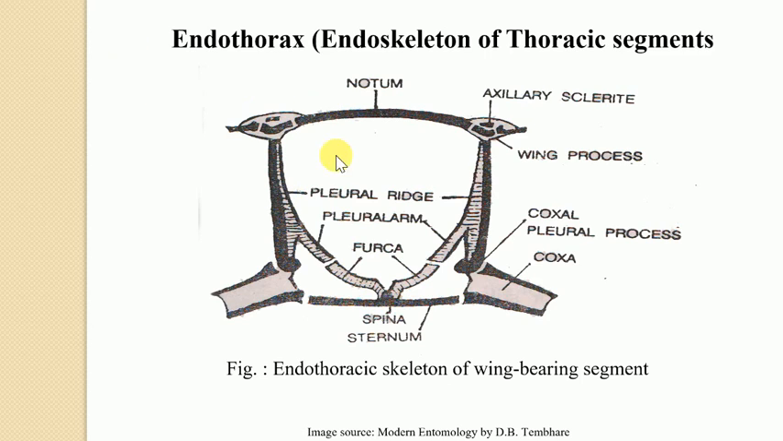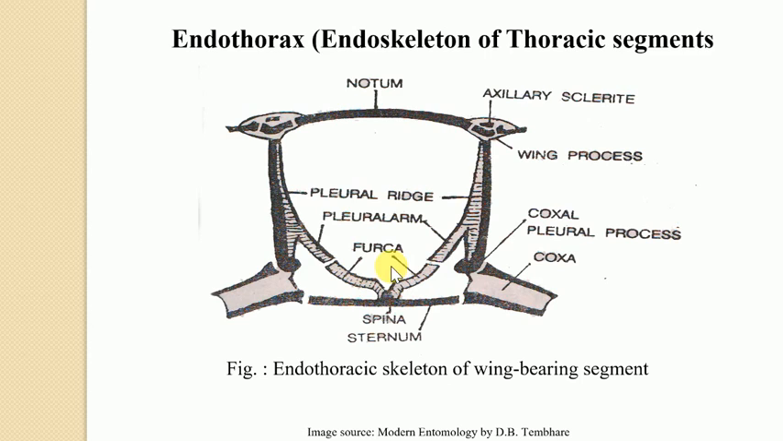The endoskeletal processes of the tergites are referred to as endotergite. The endoskeletal processes of the sternite are referred to as the endosternite, and the processes of the pleurite are referred to as the endopleurites. So all these, endosternite, endotergite and endopleurite, contribute to the structure which forms the endoskeleton of the thorax and is referred to as the endothorax.